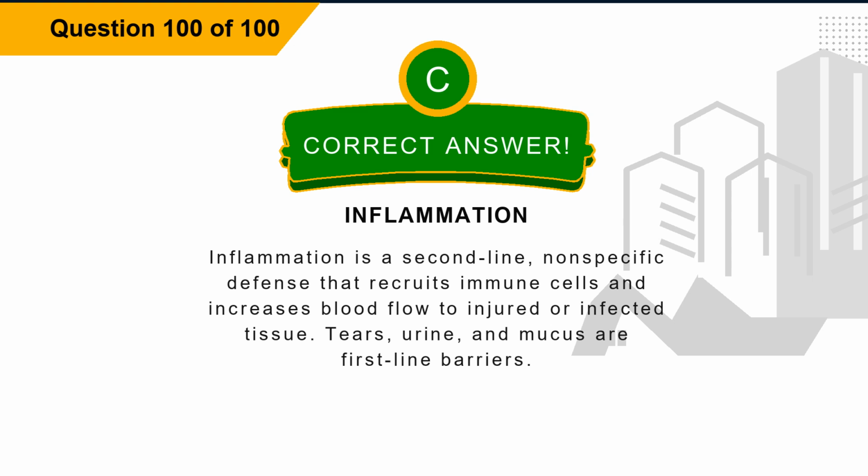Explanation. Inflammation is a second-line, nonspecific defense that recruits immune cells and increases blood flow to injured or infected tissue. Tears, urine, and mucus are first-line barriers.